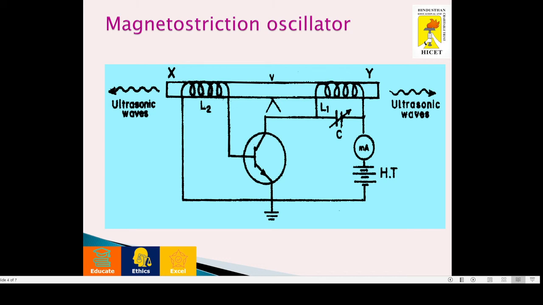The condition of resonance is that the frequency of the oscillating circuit equals the frequency of the vibrating rod. So 1 by 2 pi root LC equals 1 by 2l root of E by rho. Here L is the inductor, C the capacitor, l the length of the vibrating substance, E the Young's modulus of the ferromagnetic substance, and rho the density of the ferromagnetic material.